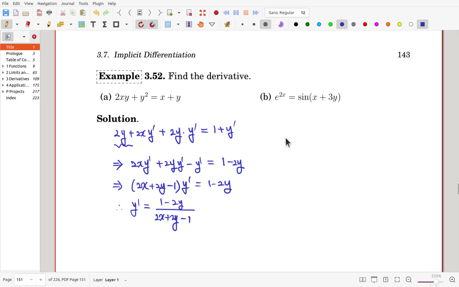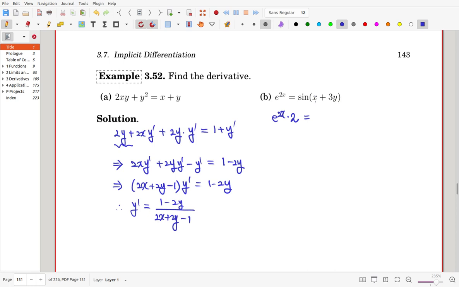Quite simple, right? Okay. Now for this one, we differentiate it with respect to x. By using the chain rule, it becomes e to the 2x times 2. So first we are making the derivative with respect to 2x, then it is the same as e to the 2x times the x derivative of 2x, which is 2. Okay. Now for the right side, we are making the x derivative, but here it is x plus 3y.